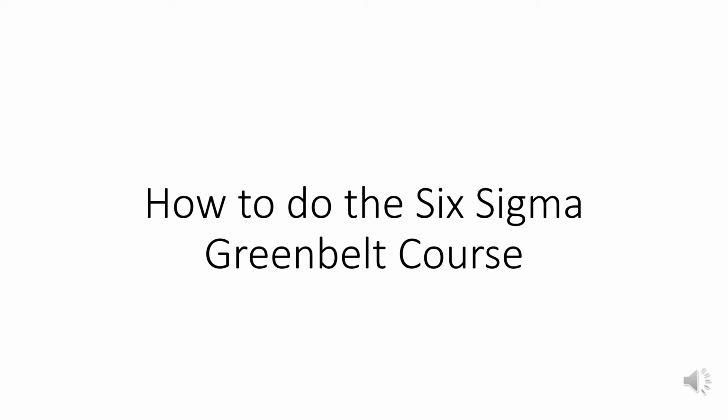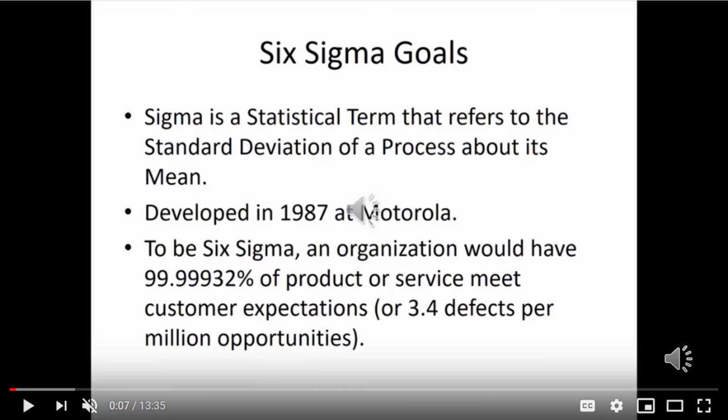Okay, this is a video on how to do the Six Sigma course, the Greenbelt course. The course is laid out in 12 units. This just happens to be the first one, but basically this will be a PowerPoint. I try to keep it to about 15 minutes. There are a couple that are over, I'm sorry. But it's about 15 minutes, a very high-level view of the concepts for that unit.